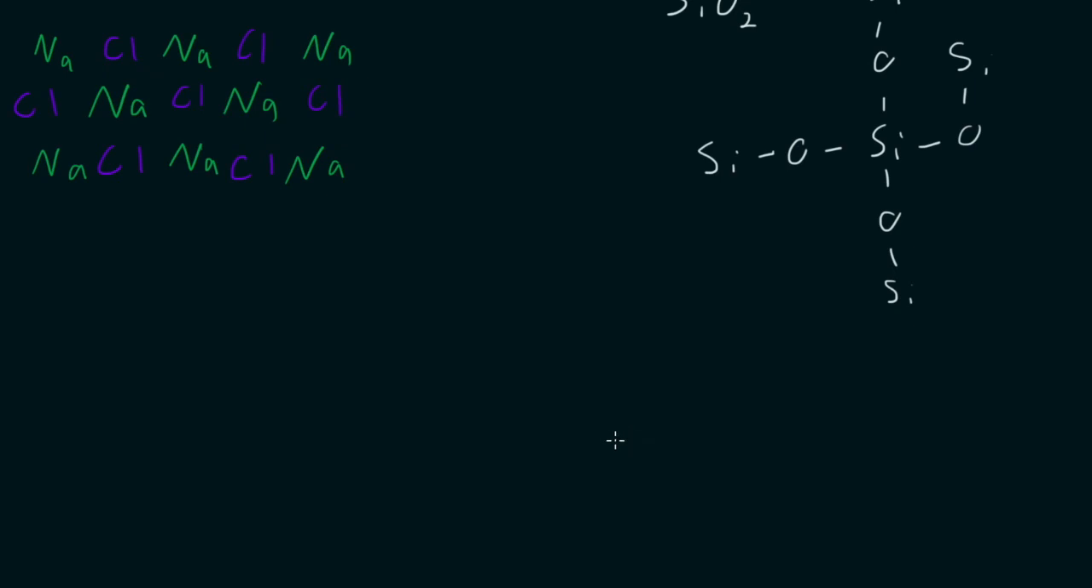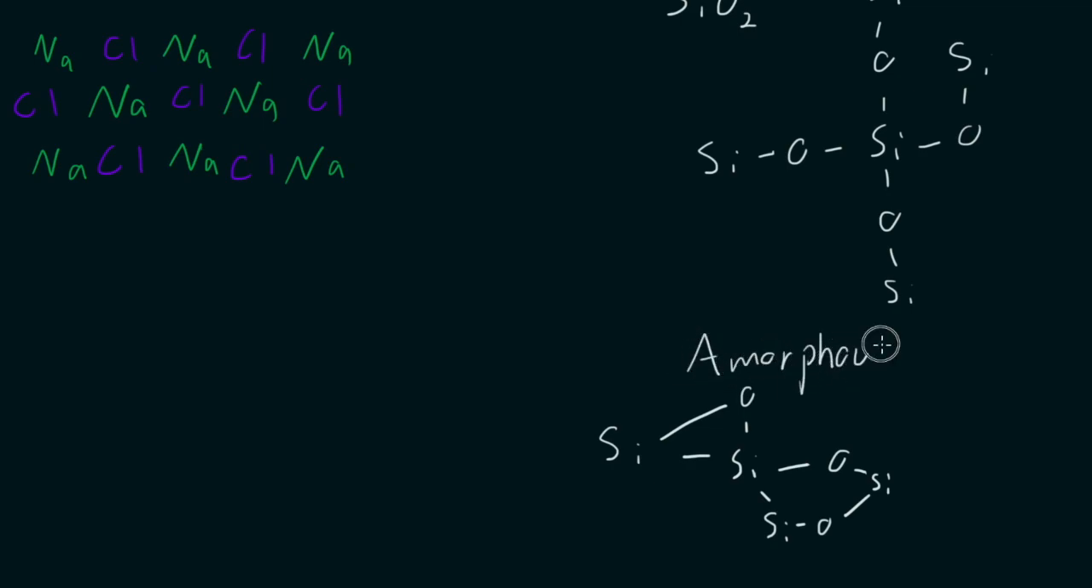But in glass, we're going to end up with these very different bond lengths. We might have a little more randomness here. And because of that, this is going to have a very high degree of fragility. We call this amorphous. And because it's amorphous, if I hit this with a hammer, well, it's going to be very fragile.